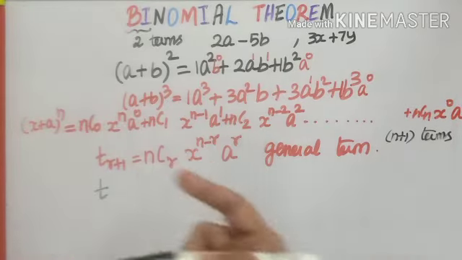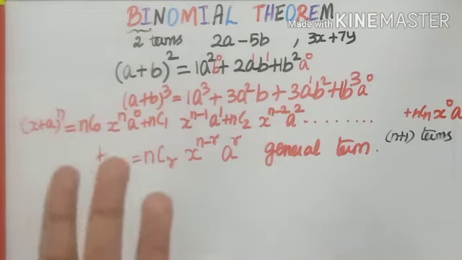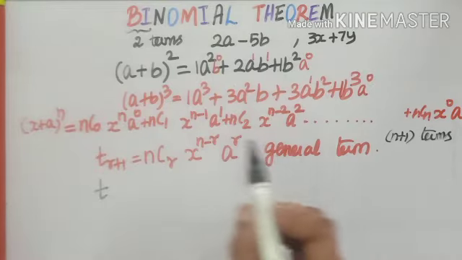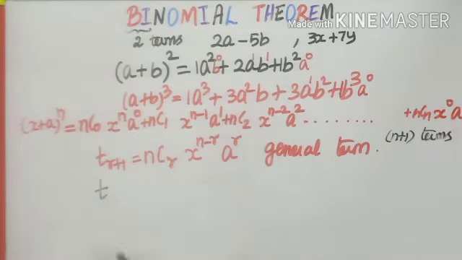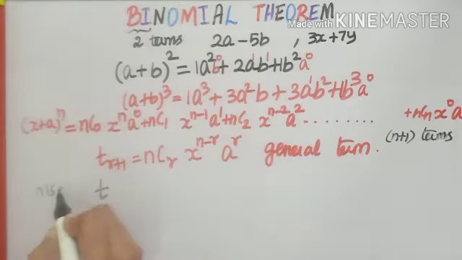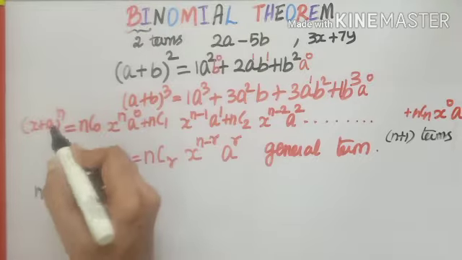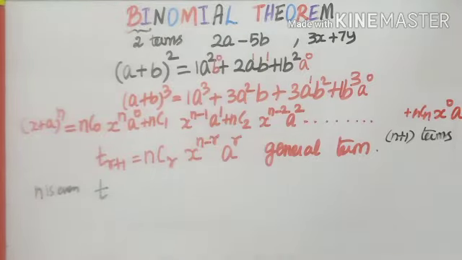See, when the power is 4, I will get 5 terms. 3 is the middle term. That is, there is only one middle term. How did I get that answer? Whenever the power is even, for example 10, there will be 11 terms. In that case, there is only one middle term.